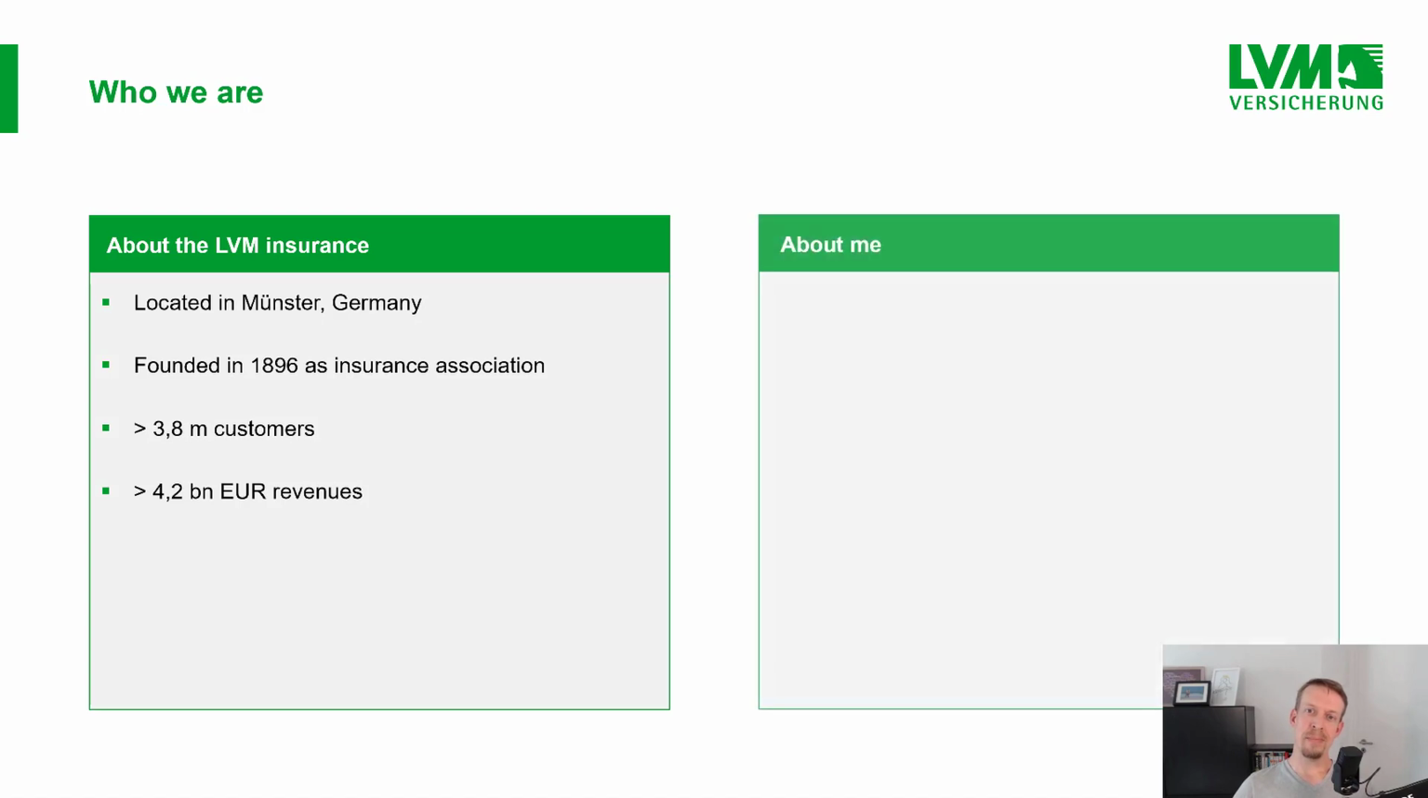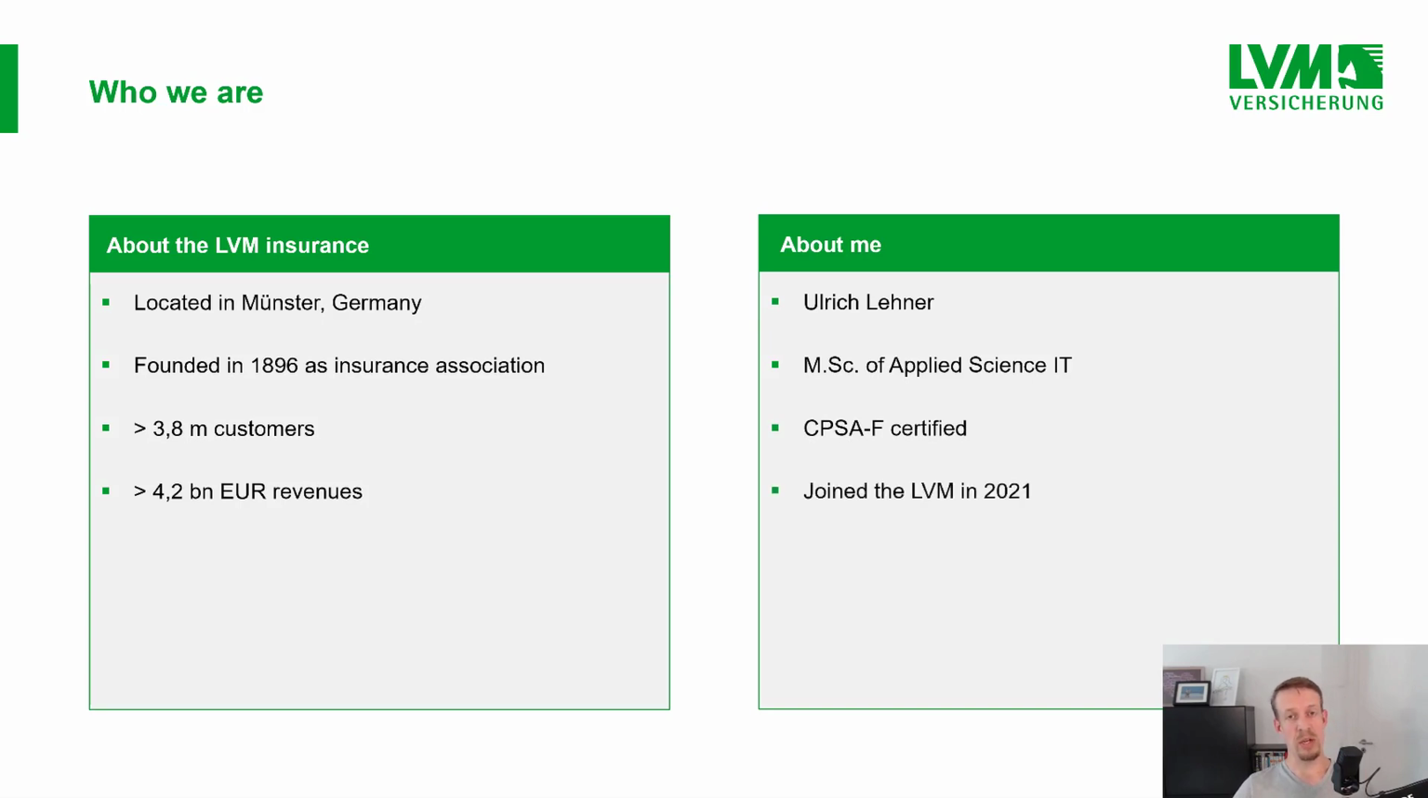Now, who am I? My name is Ulrich Lehner. I have a master's degree in applied sciences of IT, and I am a certified software architect. I joined the LVM back in 2021 during the Corona lockdown, and originally I was taken on as a software architect for process automation. Means that I should support teams that want to design their business processes in BPMN and run them with Camunda, or which want to design their business processes in domain-driven design.